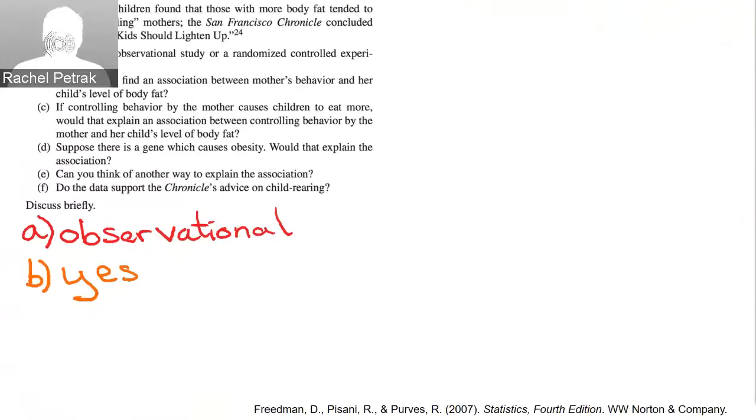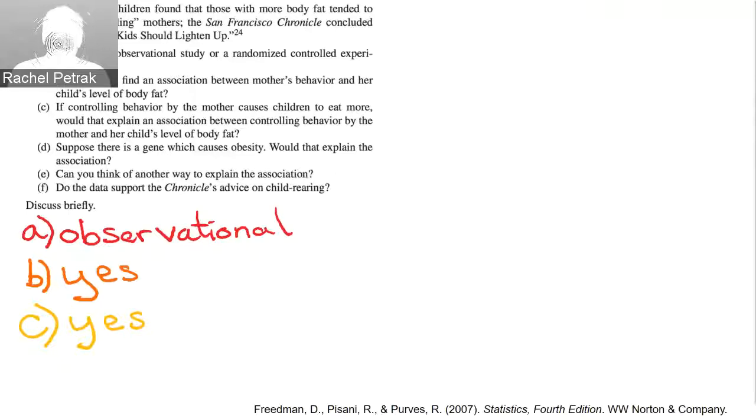Let's look at item C, which says, if controlling behavior by the mother causes children to eat more, would that explain an association between controlling behavior by the mother and her child's level of body fat? And indeed, that would, because now this is a hypothetical that we're told we know that controlling behavior by a mother causes children to eat more. So that would explain an association if that were true, but we don't know that that's true.